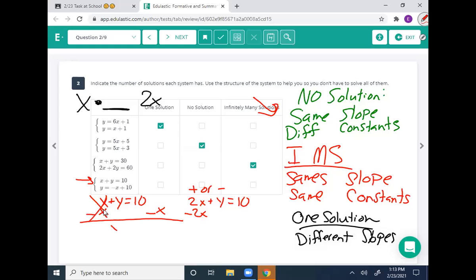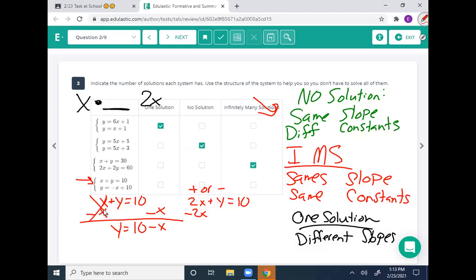I'm going to be left with y is equal to what? Avery? 10, not 10x, 10, what was it? Not 10x, minus x. Sorry, is that what you said? I'm sorry, one of my ears is a little bit stopped up today.